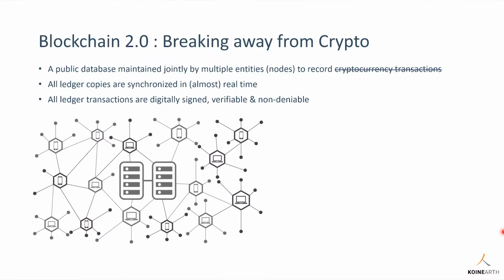A few years later, around 2014, one big transformational impact that happens is that we take the definition of blockchains and strike out the word cryptocurrency transactions. So we say, okay, here is an interesting technology. Here's a public database maintained jointly by multiple entities. But why should we use it to record only cryptocurrency transactions? Why can't I record other kinds of transactions on this public, secure, multi-node blockchain network?